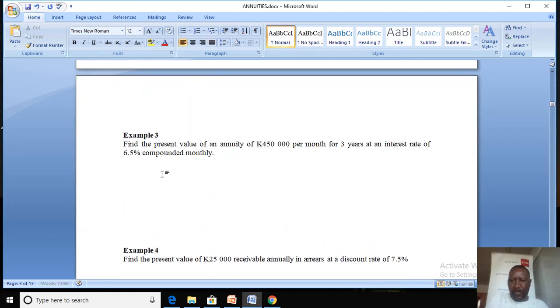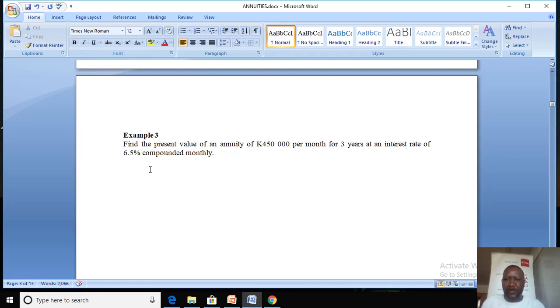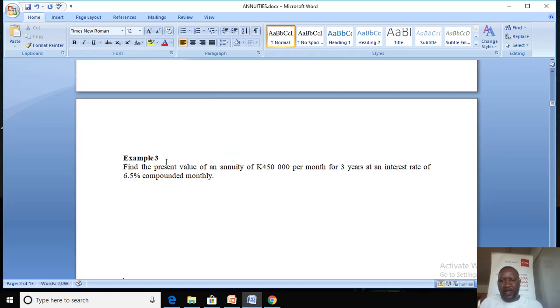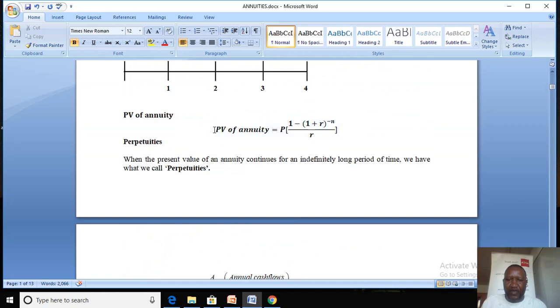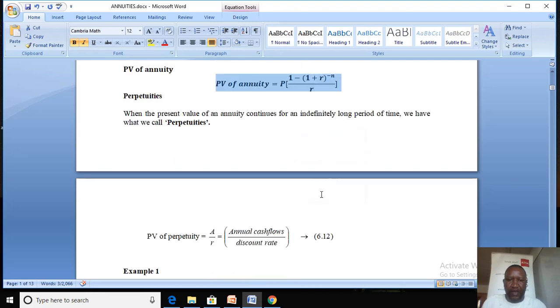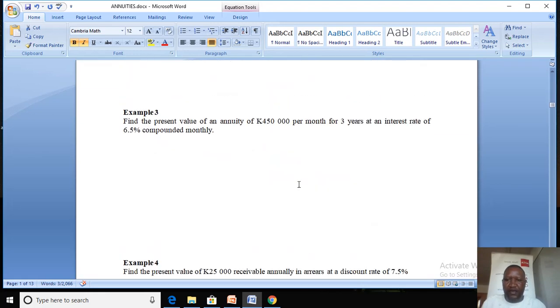Let's now move on to example number 3. Find the present value of an annuity of $450,000 per month for 3 years at an interest rate of 6.5 compounded monthly. Here we are dealing with a present value, the present value of an annuity. So all you need to do is go back to our formulas and get the present value of an annuity formula. So bring it down. That is going to form part of your solution.